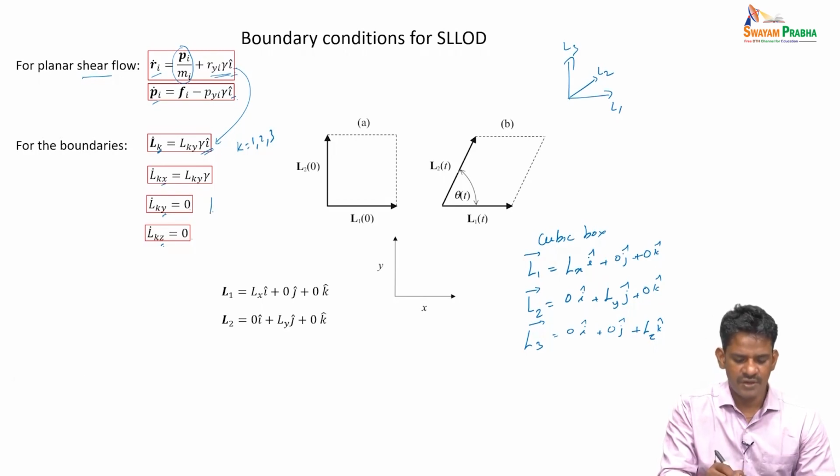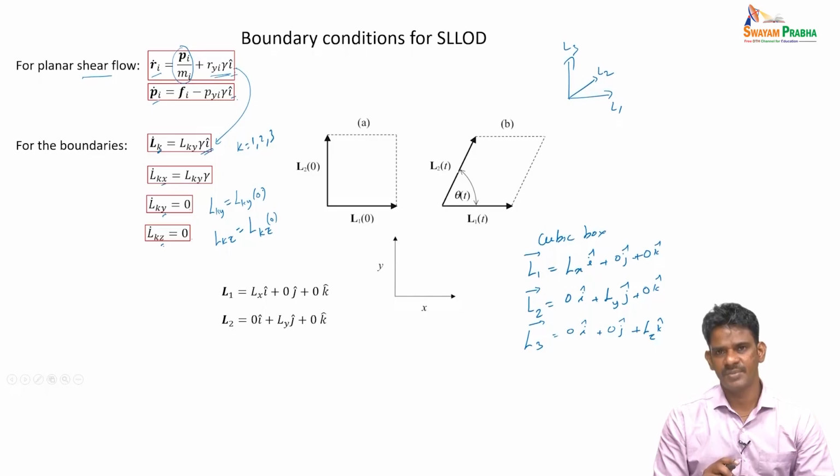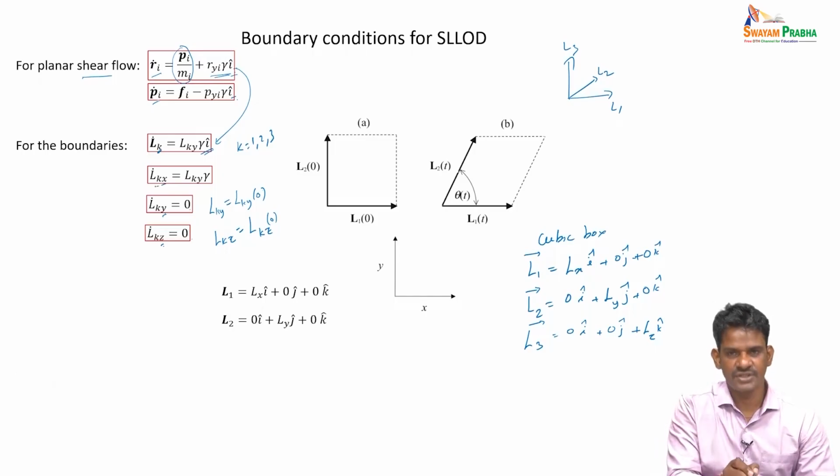That means your LKY and LKZ are basically constant at whatever they were at time t equal to 0. So the shear is not really changing the y component and z component of the box dimension, whereas the x dimension is going to change to this LKY times gamma. So this is shown pictorially here.